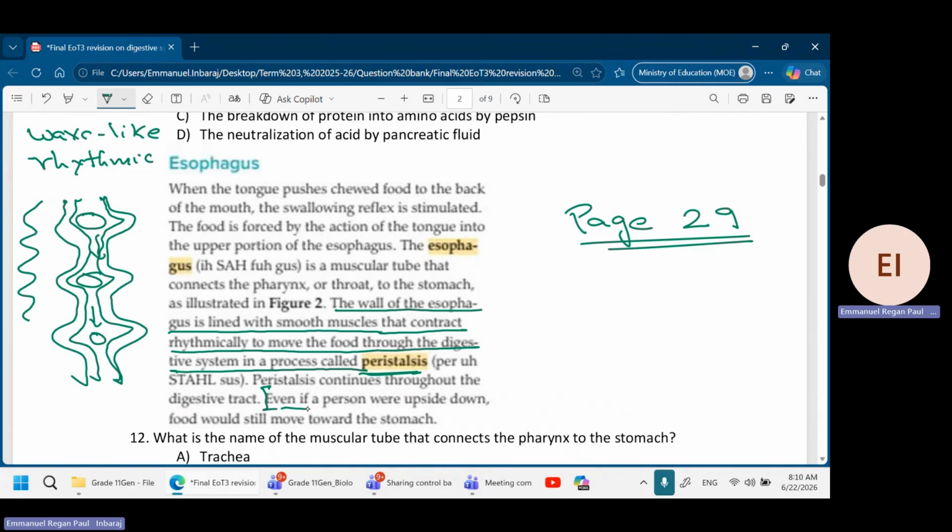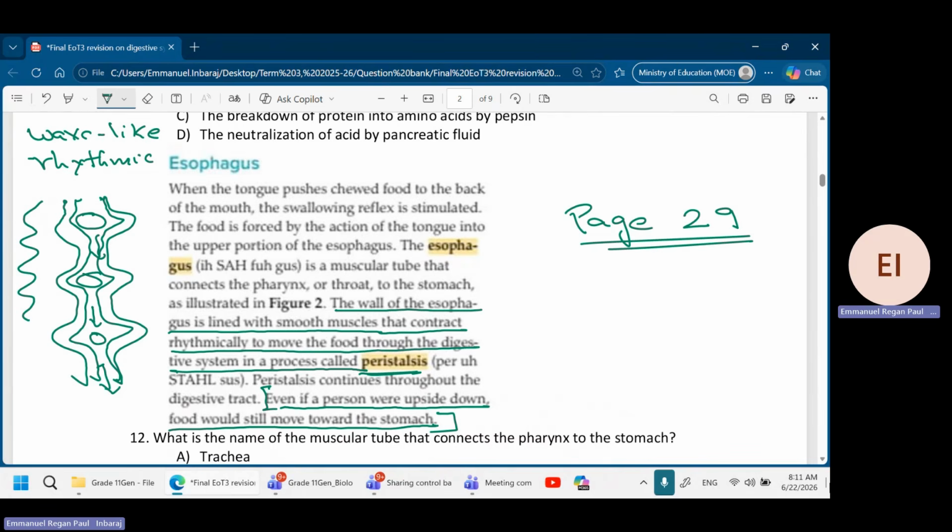Even if a person is upside down, food would still move towards the stomach. The food will never come back. Even if the person is upside down, the food will still move to the stomach, in one direction only. This is because of peristalsis.